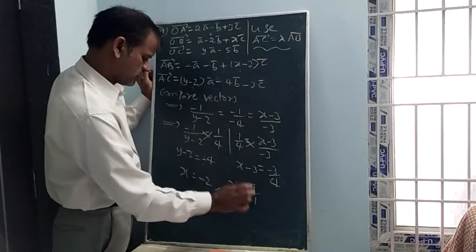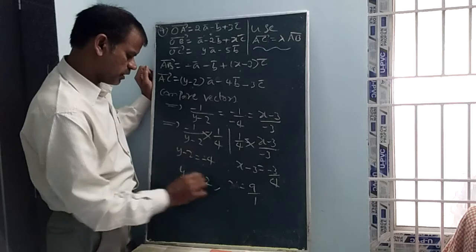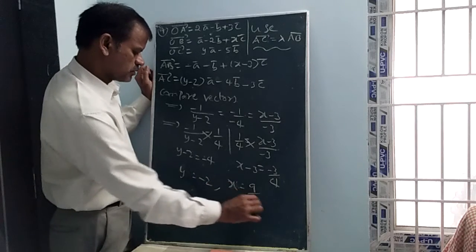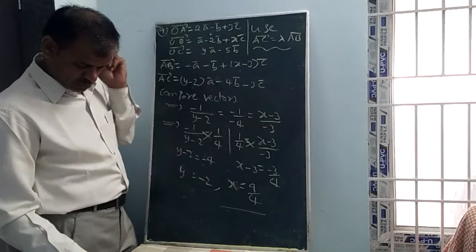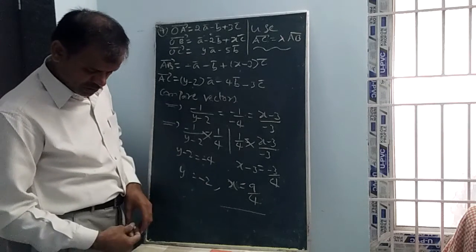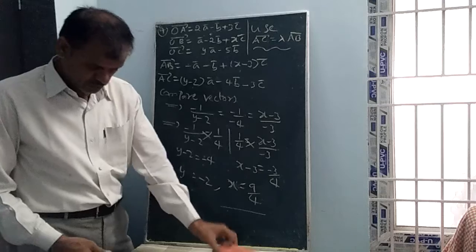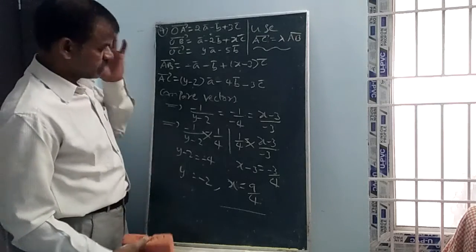Y is equal to minus 2 and x is equal to 9 by 4, we got. Here it is the third option. Okay, now let us finish the fifth question.